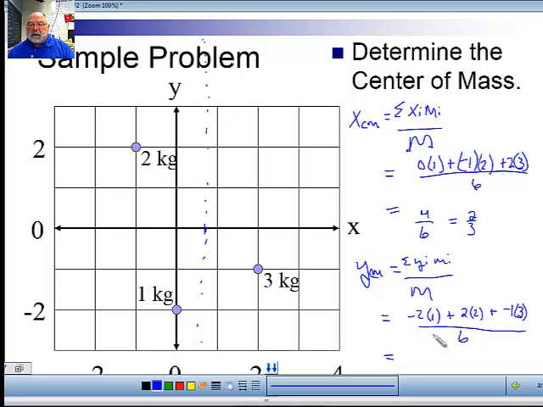Okay, so what we have is -2 plus 4, so we're at 2, minus 3, well, that's -1, so -1/6. Okay, so that's going to be somewhere up here. So the intersection of these 2 points is where this system's center of mass is.